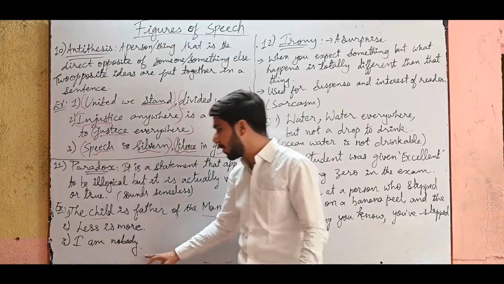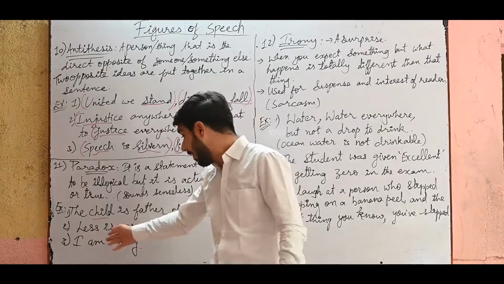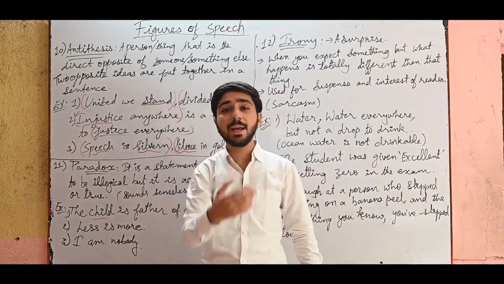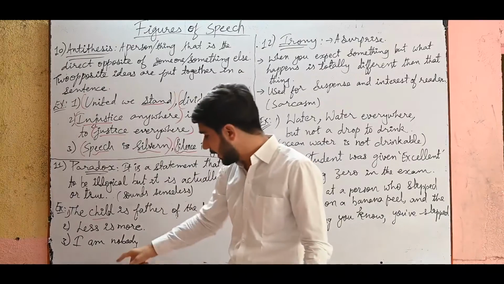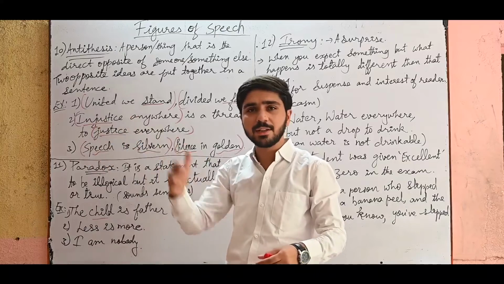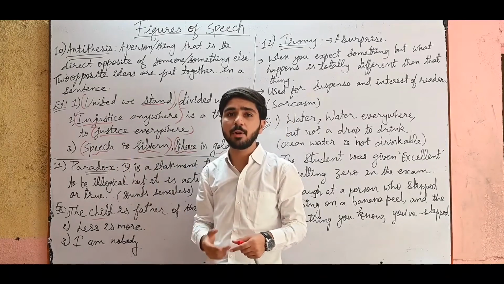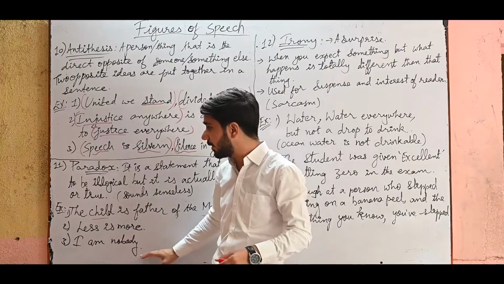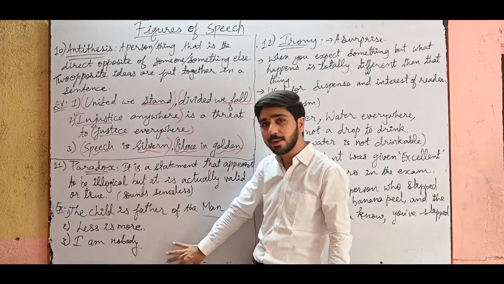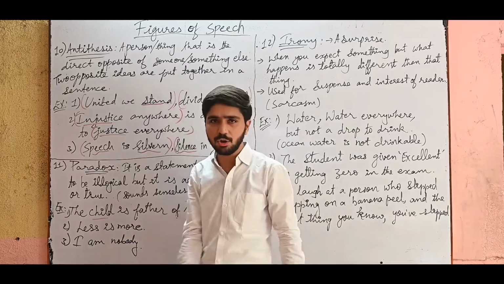Then, I am nobody. How can I be nobody? I am someone, I have my name, I have my identity, but how am I nobody? What is the sense behind this? I am nobody means I am nobody to you. I am of least importance to you. That is the meaning. When a person has a fight with another person, he says to him or her that I am nobody, meaning I am of no importance to you. I don't hold any importance in your life. That is the meaning of this. So now you understood paradox, that it is senseless at first, but it has some meaning inside it. That is paradox. It is illogical, but it is valid or true.